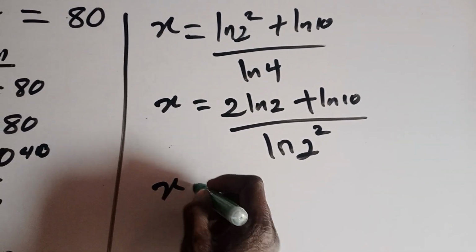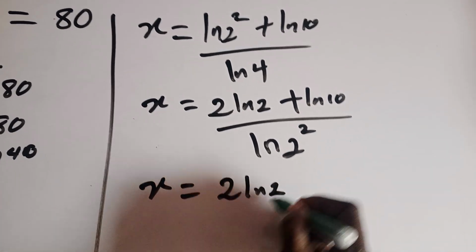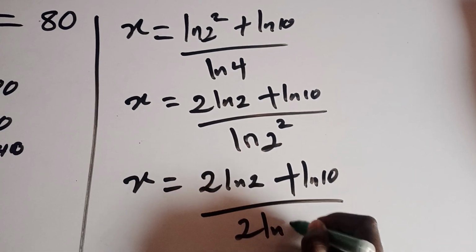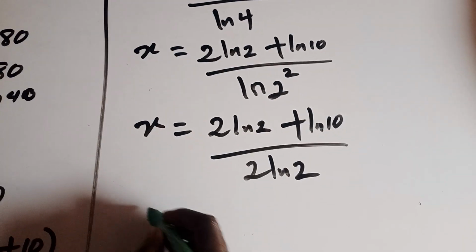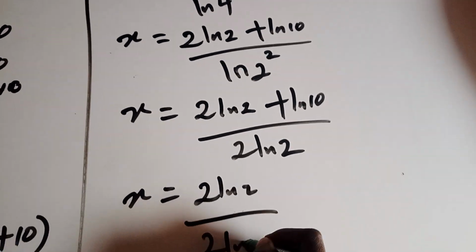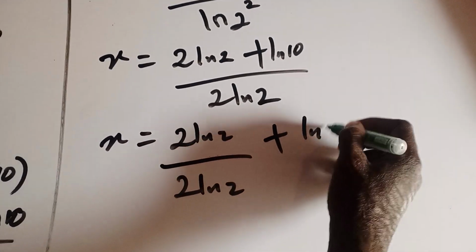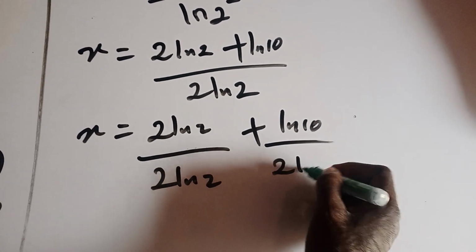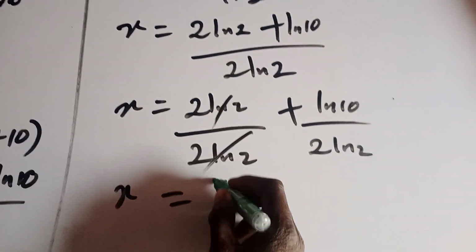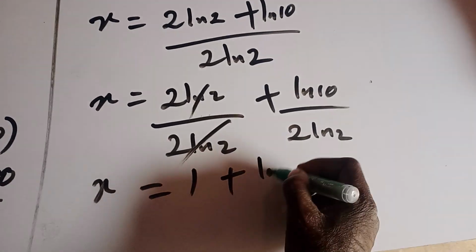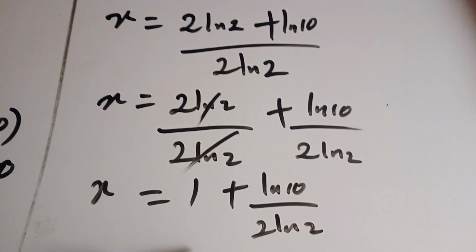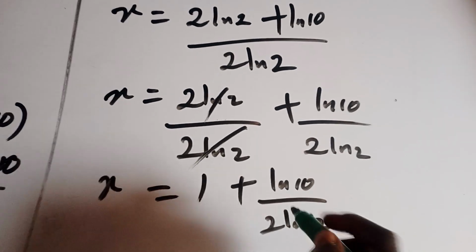We can rewrite this further by saying x equal to 2 ln of 2 plus ln of 10, divided by 2 ln of 2. So we can split this by saying x equal to 2 ln of 2 divided by 2 ln of 2, plus ln of 10 divided by 2 ln of 2. Therefore this cancels out this, and our x goes to 1 plus ln of 10 divided by 2 ln of 2.